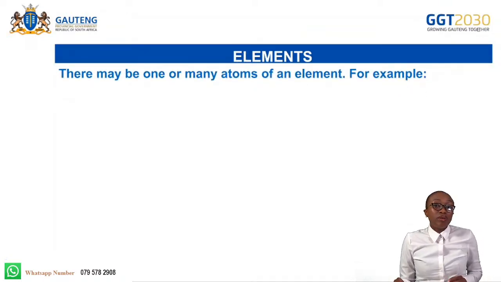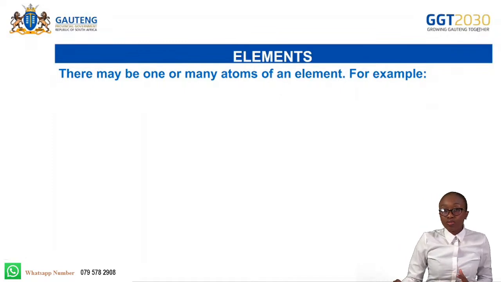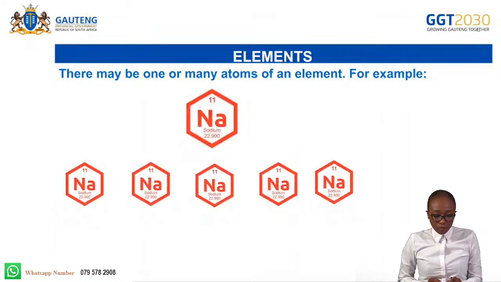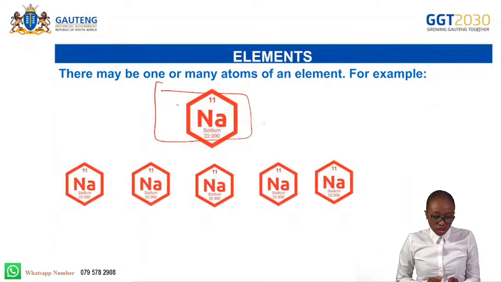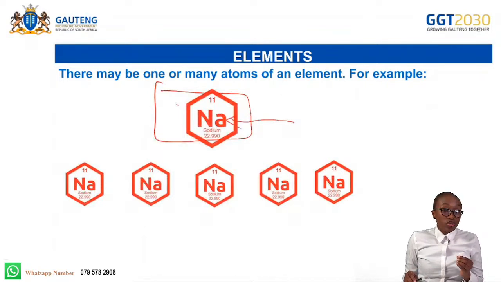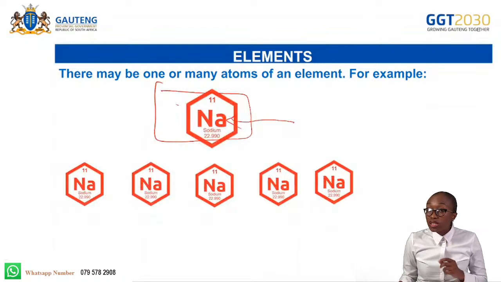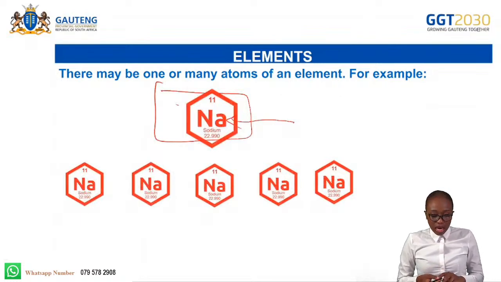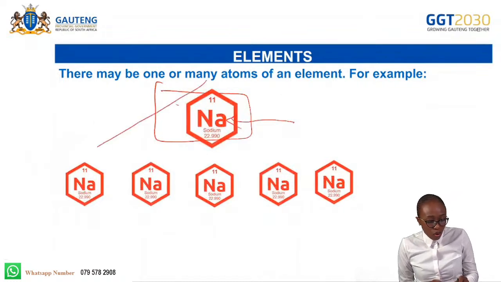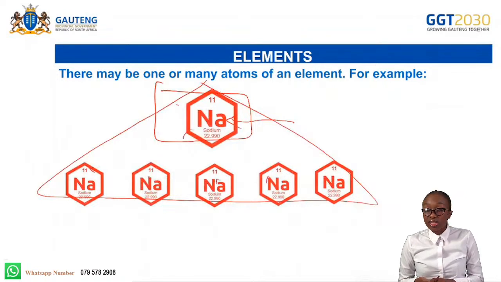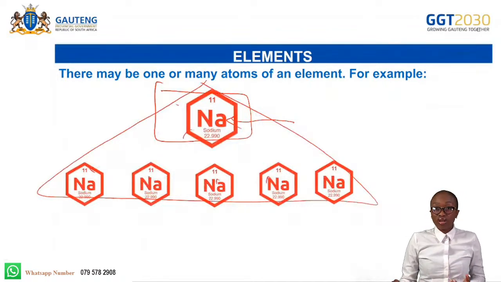Now, elements have more than one atom, so you can have more than one atom of an element. For example, the element sodium. The chemical symbol is Na. Now, you can have one atom of sodium, which of course you cannot see with your naked eye. Remember from our previous lesson, we said we cannot see one atom or a singular atom with our naked eye. And then we can have more than one. In this case, 1, 2, 3, 4, 5, 6. You can have more than one atom of an element.